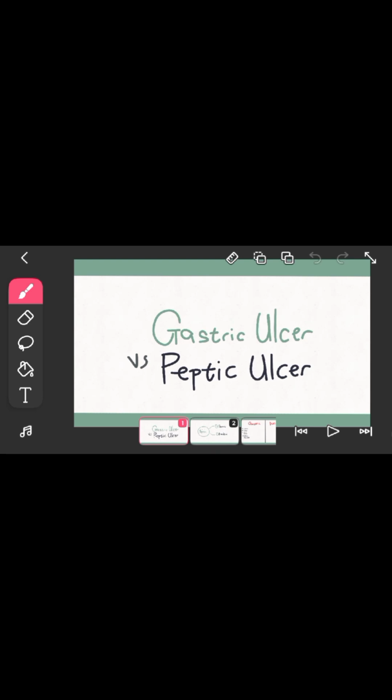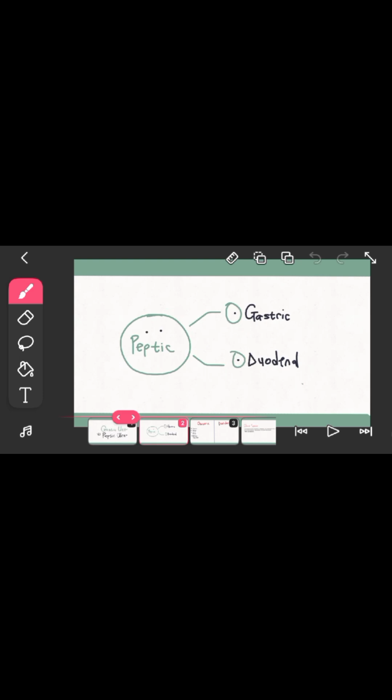All right, guys. So today somebody asked me to differentiate between gastric ulcer and peptic ulcer, and I thought this could also be very useful for you too. So, what is gastric ulcer and what is peptic ulcer? Let's get started. Now, we start with peptic ulcer because peptic ulcer actually encloses gastric ulcer.